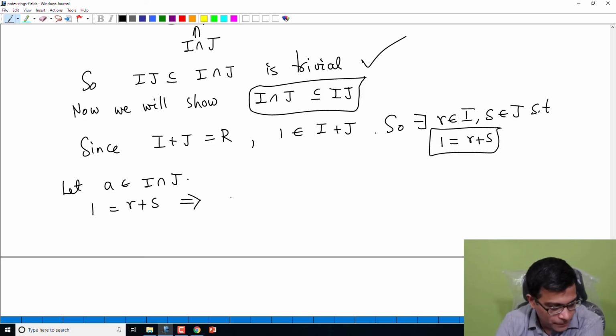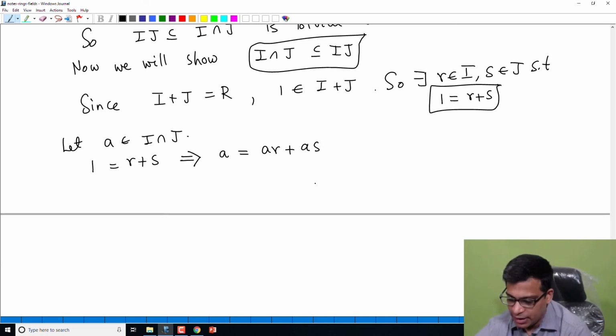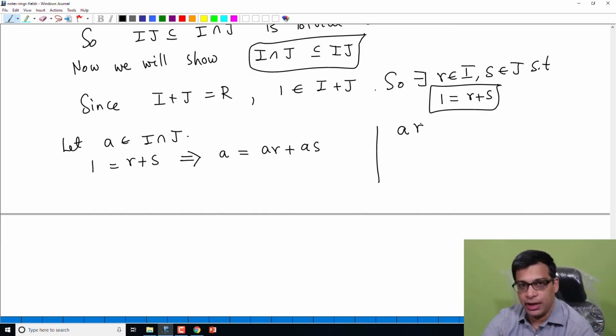Okay. So now 1 is equal to r plus s, that we know. So we can write a is equal to ar plus as, right? I am multiplying both sides by a. 1 is equal to r plus s means a times 1 is equal to a times r plus a times s. This I claim will give me what I want, because let's look at ar. r is in I, a is an arbitrary ring element, so ar is in I. Fine. a is an arbitrary ring element, r is an element of I, so this is in I.